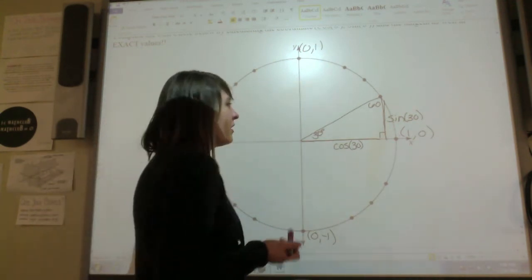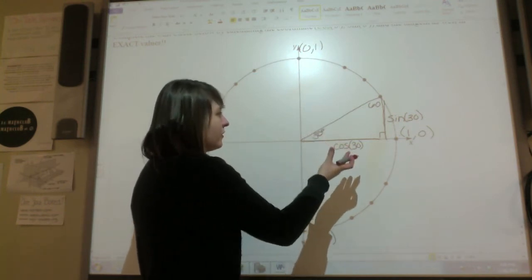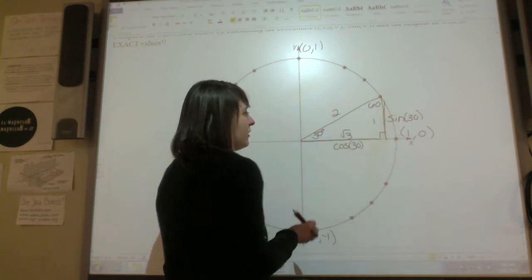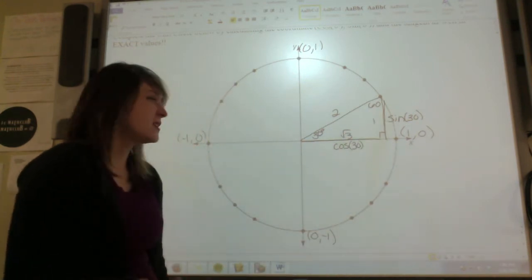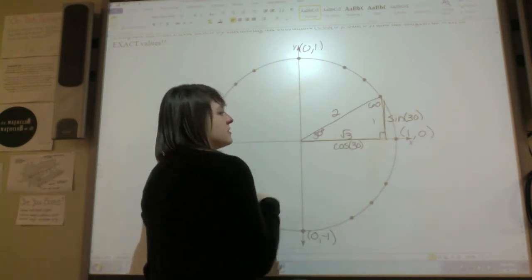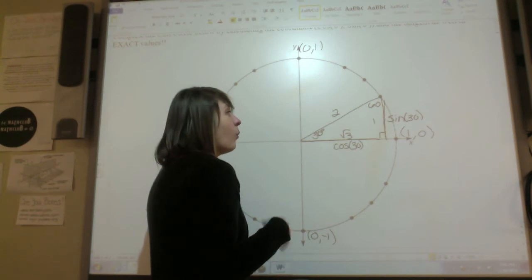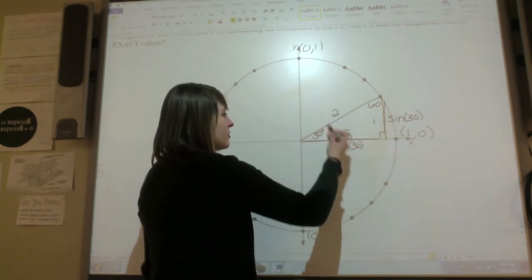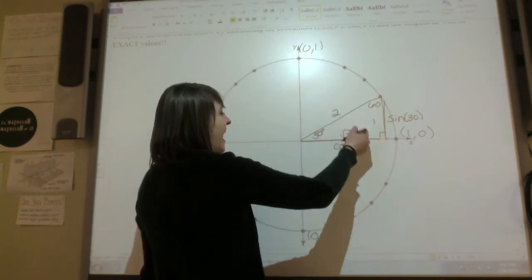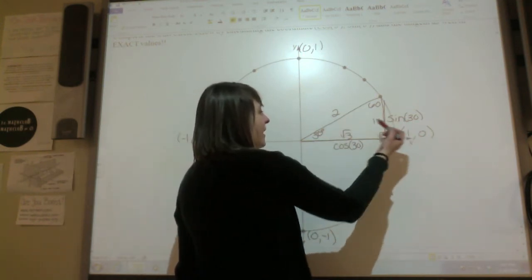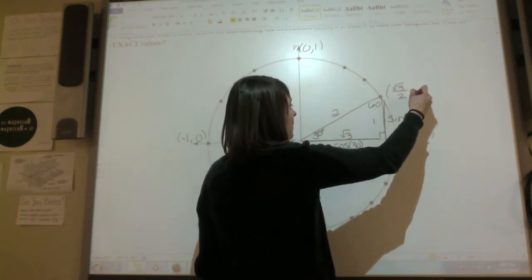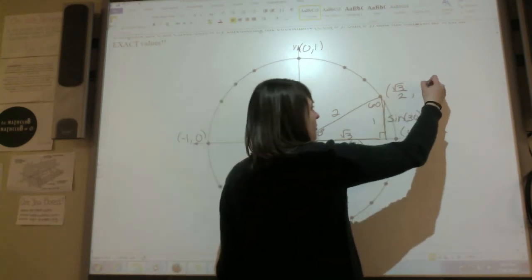Now, knowing my triangle, I know that this would be like 2, square root 3, 1. But the problem is, of course, that this is a radius. So this is actually a side length of 1. So what I can do is divide these by 2. So I can take half of each of these. So my cosine would be square root 3 over 2, and my sine would be 1 over 2.